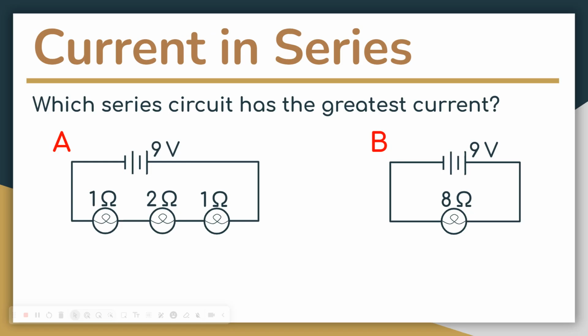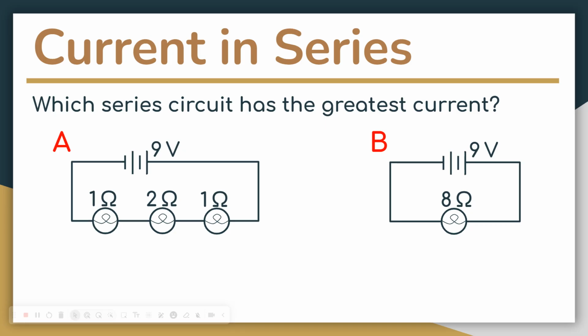All right, here are 2 different circuits. One of them still has 3 bulbs, one of them still only has 1 bulb, and it asks which series circuit has the greatest current. If you wanted to figure out what your current will be, you need to figure out what your resistance will be. You can calculate it with Ohm's law if you want to, but we don't actually have to calculate it. We know that current is inversely proportional to resistance. So if we figure out which one has more resistance, that one will have less current and vice versa.